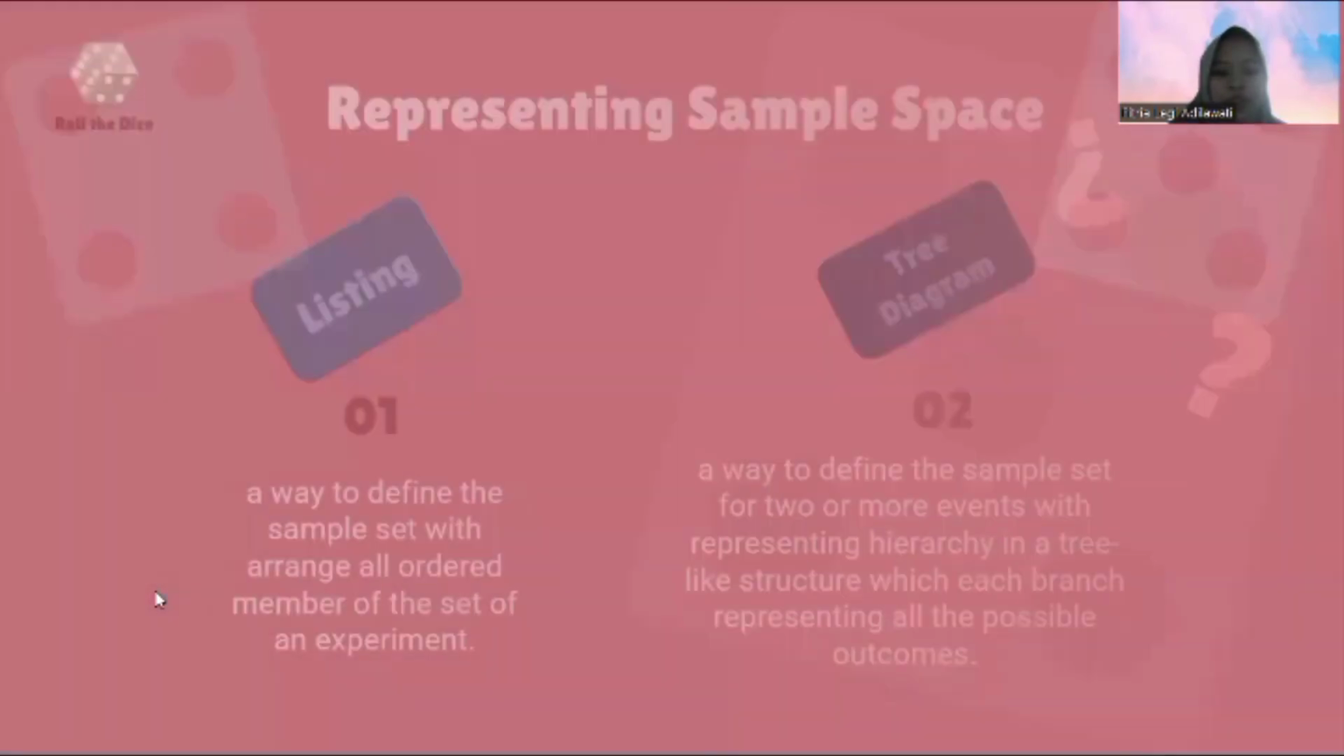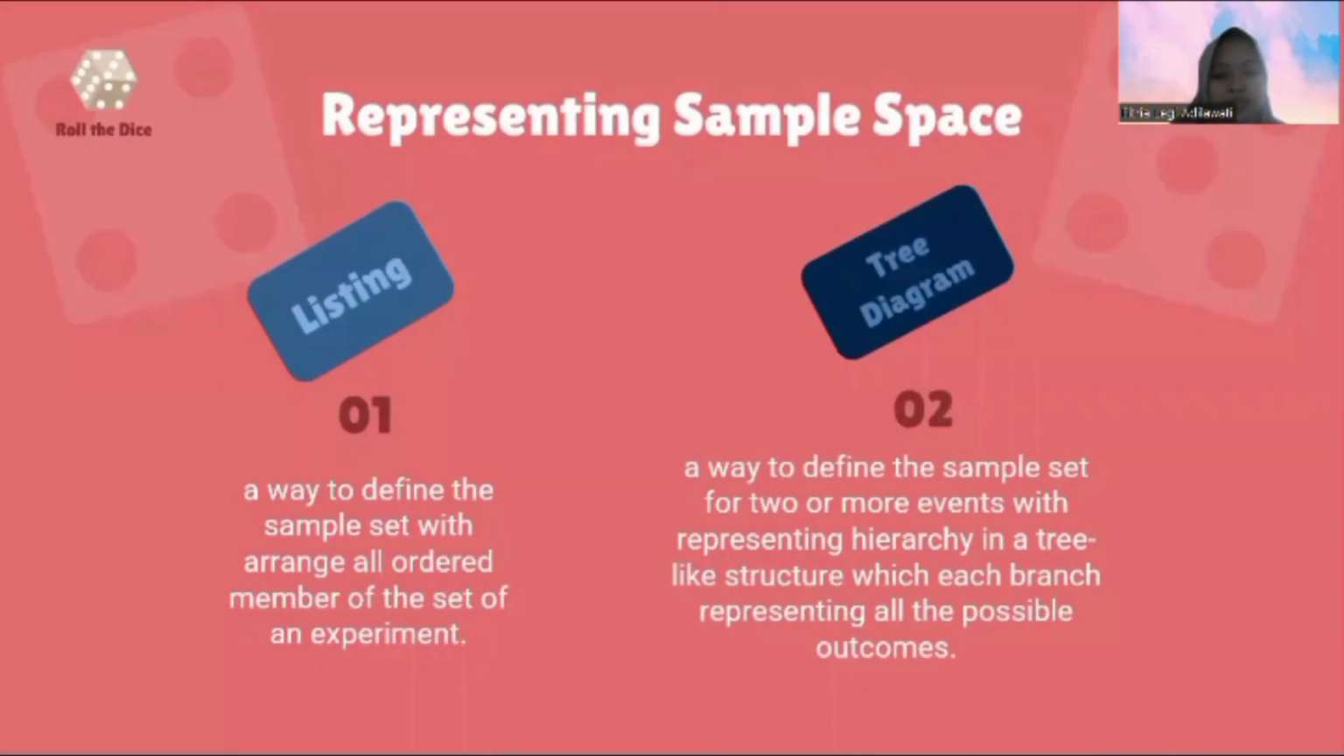And in the next chapter, we will discuss representing sample space. There are a number of ways of representing sample space. The first way is listing. Listing is a way to define the sample set with a range of ordered members of the set of an experiment. And the second way is tree diagram. Tree diagram is a way to define the sample set for 2 or more events with representing hierarchy in a tree-like structure, with each branch representing all the possible outcomes.